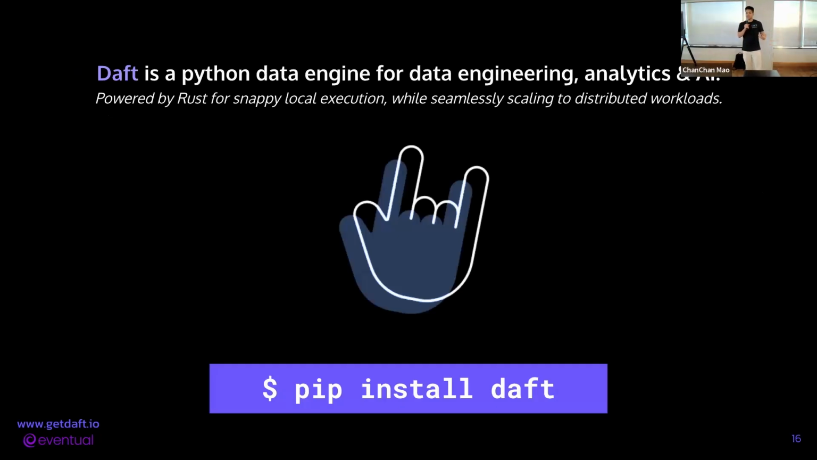I built Daft. It's a Python data engine for data engineering, analytics, and AI. It is powered by Rust for snappy local execution. It's as fast as DuckDB, as fast as Polars on a single node, and it easily scales across a distributed cluster to something you might do with Spark extremely easily without changing a line of code. And you can try it with pip install Daft.